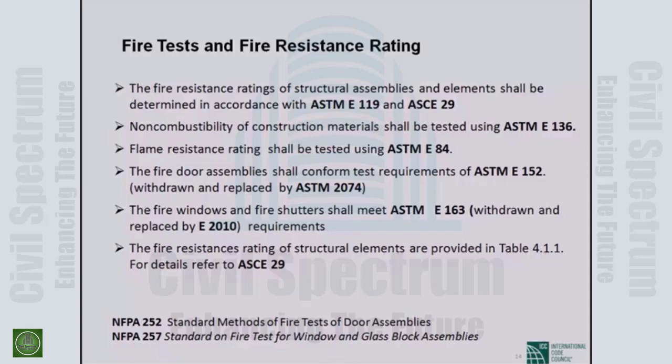In reality, sometimes we do not use ASTM, but when you read the ASTM, sometimes it will refer to an NFPA. NFPA 252 is a standard for testing doors. NFPA 257 is the standard to test windows. All the same, but a different type of standard. NFPA 252, 257 is similar to the ASTM E152 modified by E2074. These are the testing methods for windows and doors.